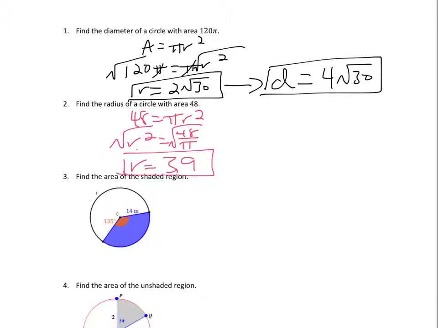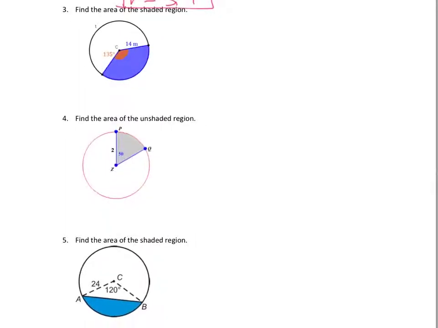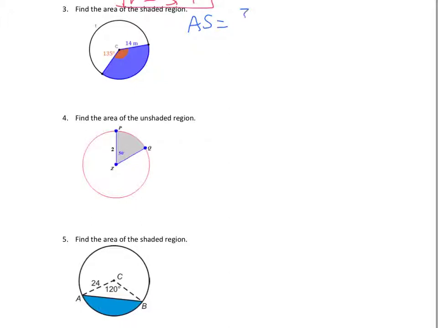And that's the radius. Okay, number 3, now we'll start finding the area of sectors. We're going to find the area of a shaded region. This one is very easy. They give us this angle is 135. They give us the radius is 14, so we just have to plug it into our equation. And we get area of a sector equals 135 over 360 times pi times 14 squared.